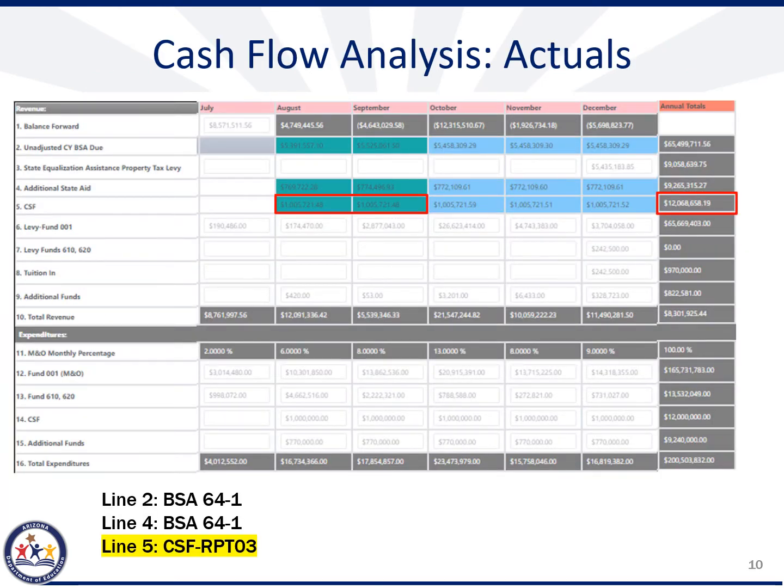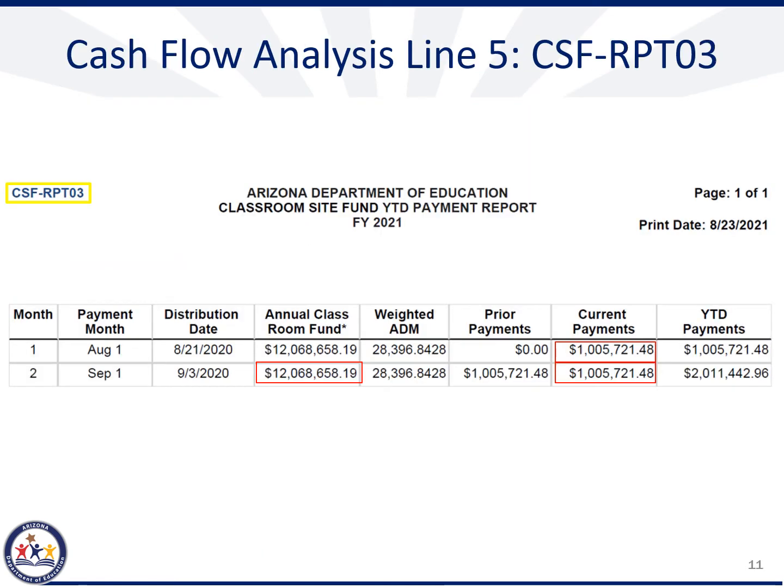Line 5 on the cash flow analysis is Classroom Site Fund, and you can find these populated amounts on the Classroom Site Fund Report 03 or year-to-date summary. Here is the Classroom Site Fund Report 03 or year-to-date summary, and you can see the annual total and current payment match the cash flow analysis.